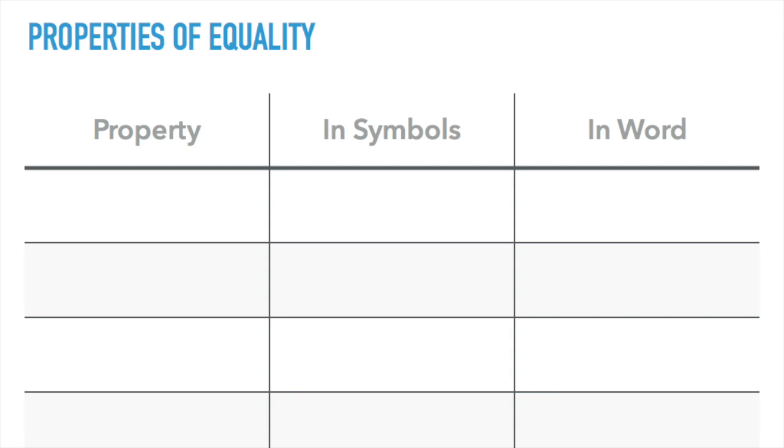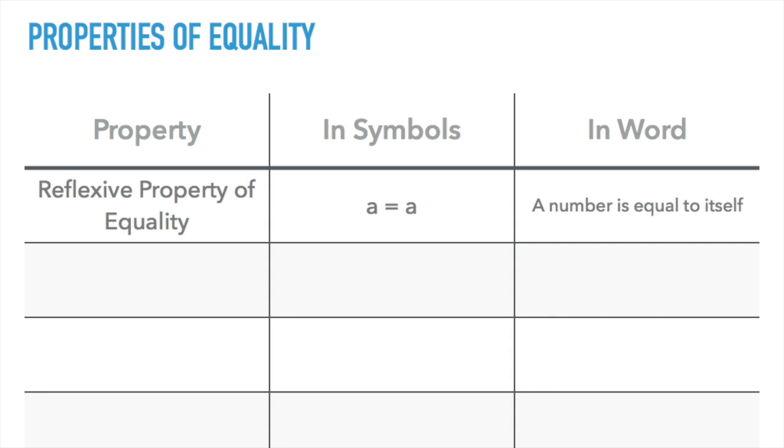First, let's go through the properties of equality. The first property of equality is the reflexive property of equality. And when you hear reflexive, think of reflective, like a mirror. So in symbols, this is represented by A equals A. And in words, we could say that a number is equal to itself. So for example, 5 is equal to 5. Something that seems kind of obvious, but there is a property that describes that.